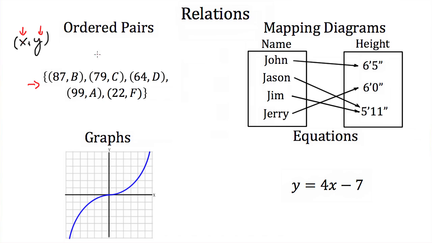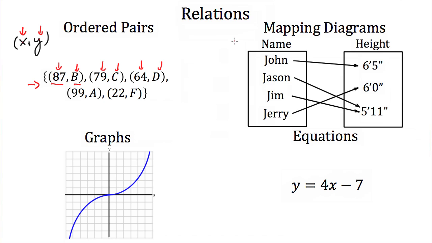Here are a set of ordered pairs: 87b, 79c, 64d, 99a, and 22f. These ordered pairs might represent the relationship between test scores and the grades you get in a class. If you have an 87 on your test, you'd probably get a B. 79, get a C. 64, get a D, and so on. These ordered pairs show a relationship between the two sets of data, the score and the grade.